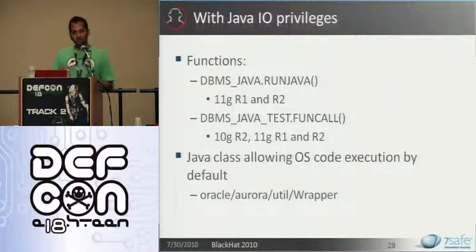If your SQL injection is such that the user whose code you are injecting has Java IO permissions, then you can execute OS code on an Oracle database. You can do that in 10gR2, 11gR1, and 11gR2 by calling these two functions, runjava and funcall. Both these functions take an Oracle class as an argument and a method of that class which allows OS code execution. By default, this particular Oracle class, oracle.aurora.util.Wrapper, allows OS code execution within the main method.